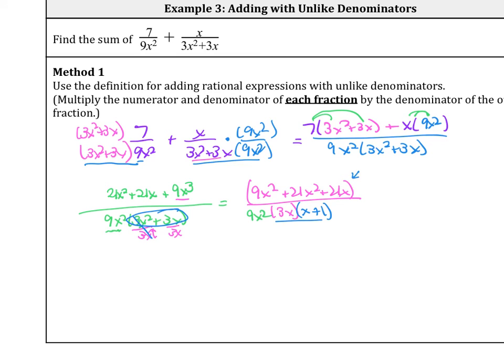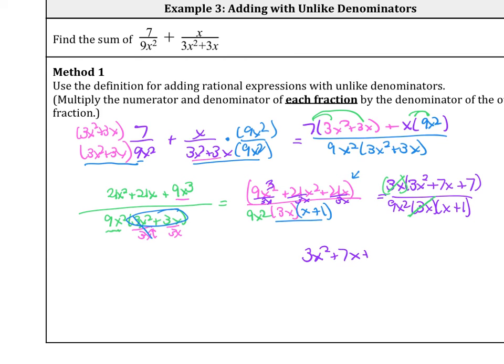And then at the top, how can we simplify that one? Well, I hope that you can see that we can divide out a 3x, so GCF. We have to simplify if we can. And so we can factor out a 3x in the front, and we're left with 3x, oh, that should be x cubed, sorry, 3x squared plus 7x plus 7, all over 9x squared times 3x times x plus 1. Then hopefully you notice there's a 3x and a 3x here, and those cancel. So the final answer is 3x squared plus 7x plus 7 all over 9x squared times x plus 1.